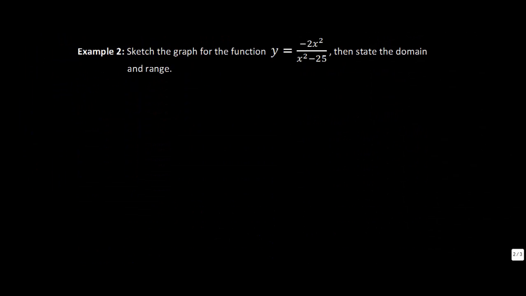Example 2 says sketch the graph for the function y is equal to negative 2x squared all divided by x squared minus 25, then state the domain and range. Well, just like we did with the last function, we need to figure out if there's anything that we can factor. And hopefully something is ringing a bell right away here, in that the denominator right here is a difference of squares. So this I'll factor as being x plus 5 and x minus 5.